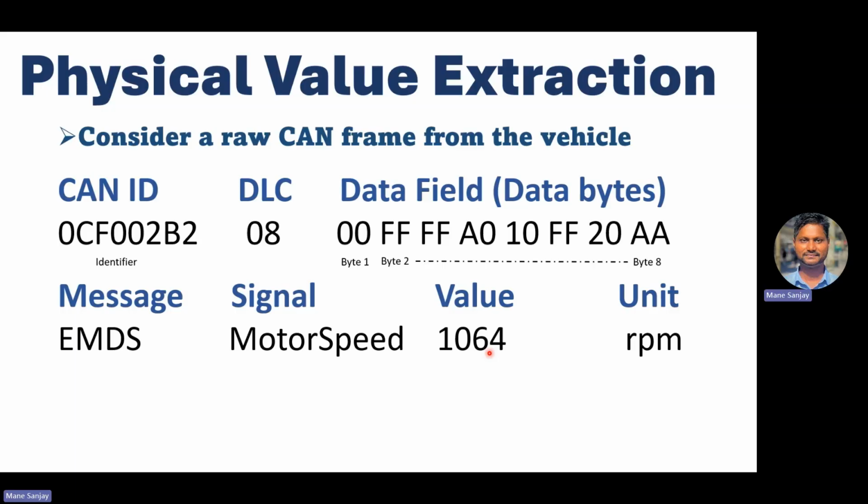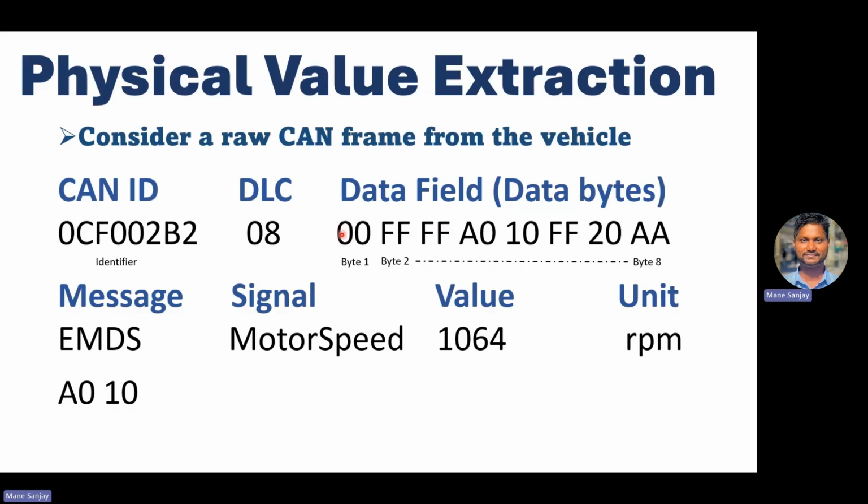So here you need a database file basically. In this example, this A010 means that somewhere here the signal is defined. The start bit for the motor speed signal is defined in the CAN specification at 24 and the length is 16. So it is already defined.